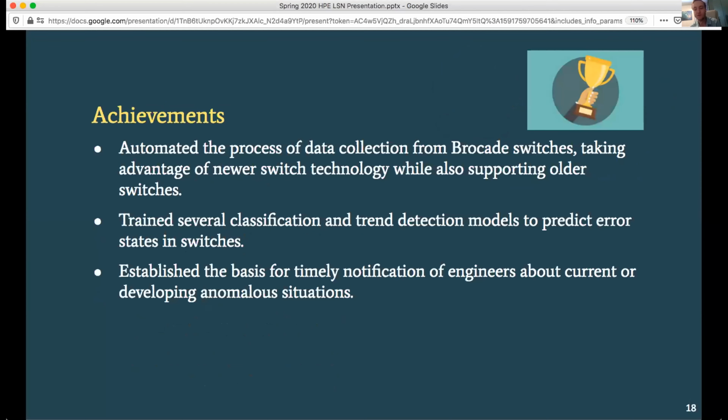Yeah, our achievements include automating the process of data collection from Brocade switches, taking advantage of newer switch technology while supporting older switches, training several classification and trend detection models to predict error states in switches, and establishing the basis for timely notification of engineers about current or developing anomalous situations.